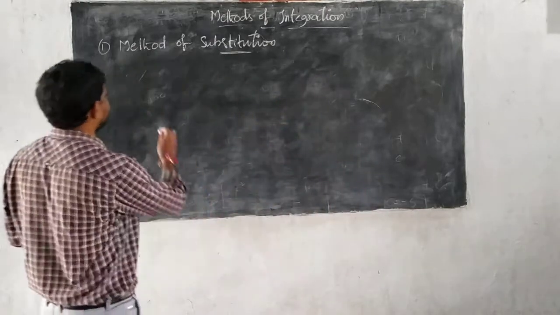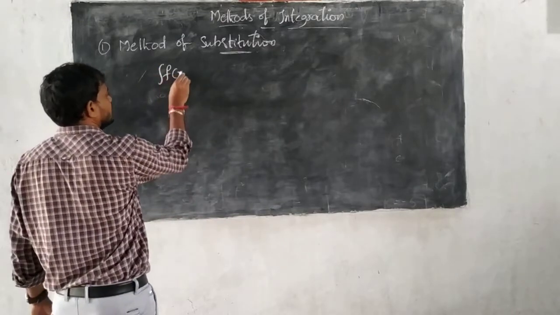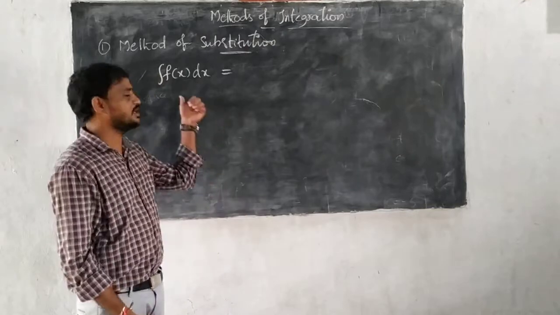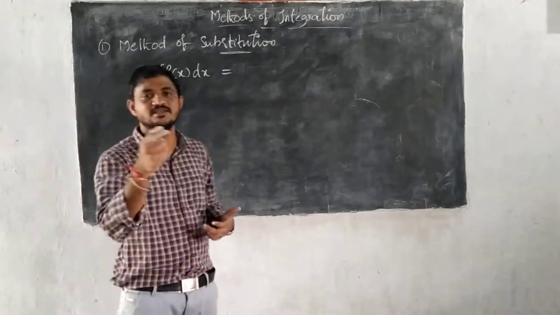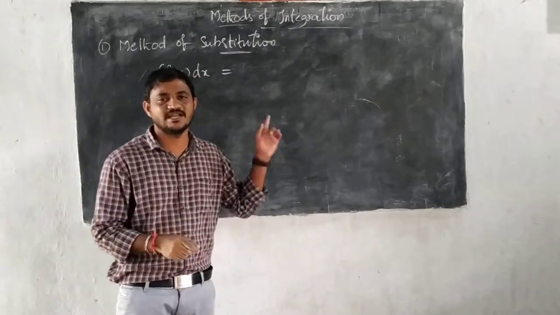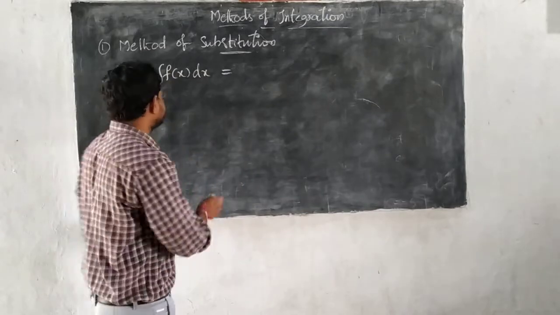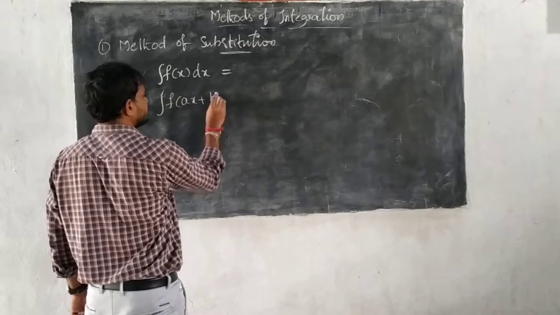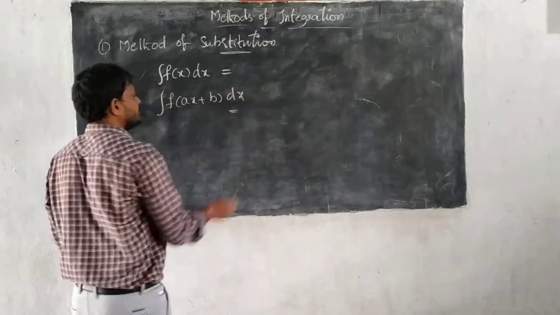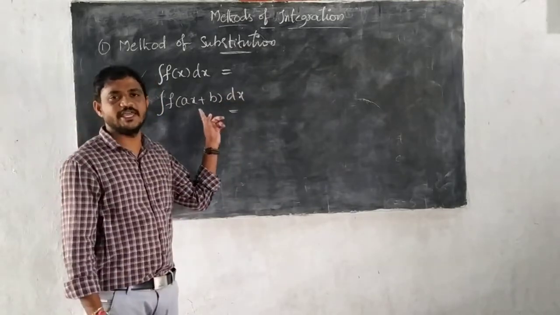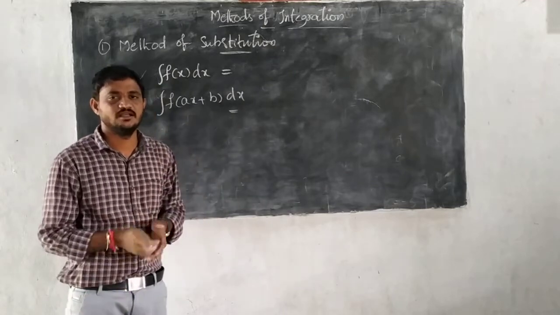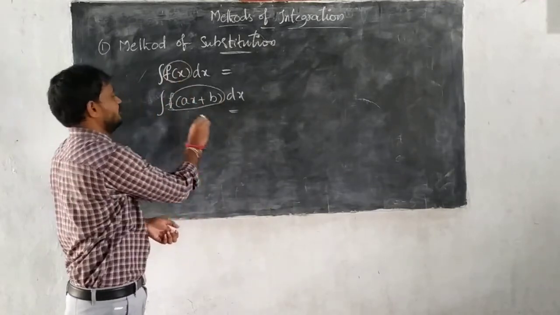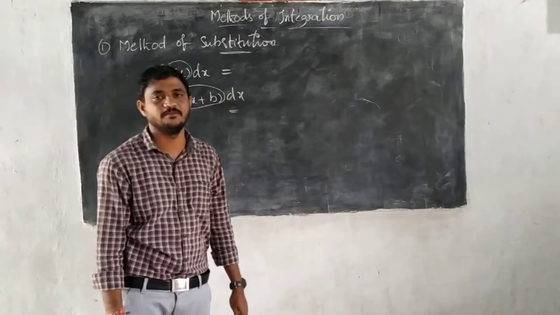Actually, the standard form is the integration of f of x into dx. If the given function is of the type integration of f of ax plus b into dx, that is not in standard form. F of x is standard form, but here we have f of ax plus b, that is not in standard form.